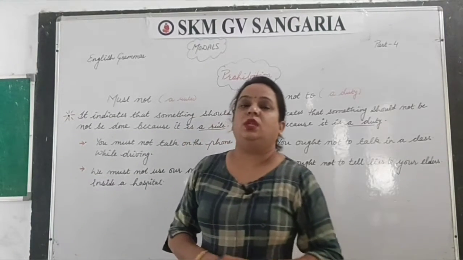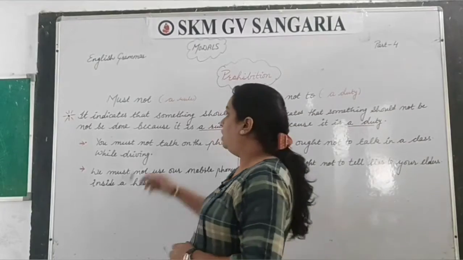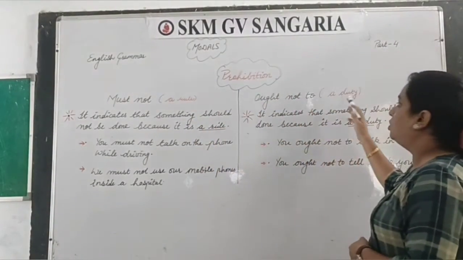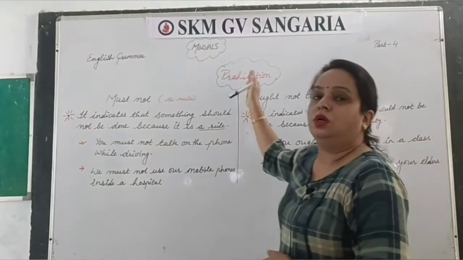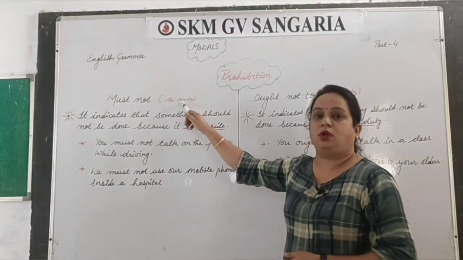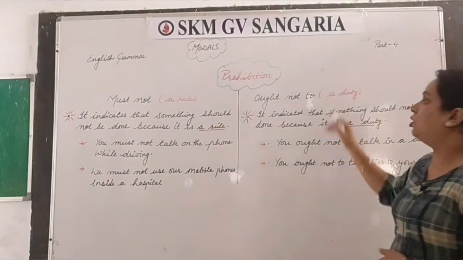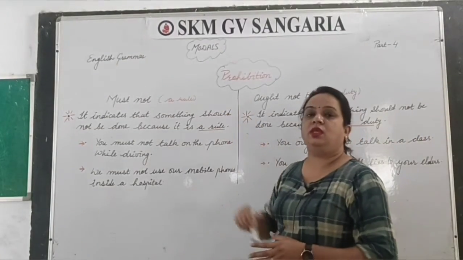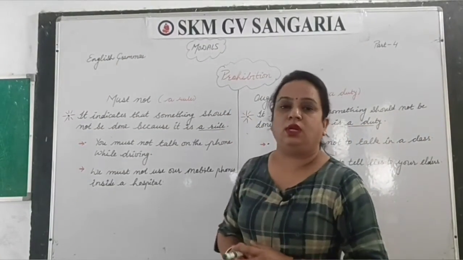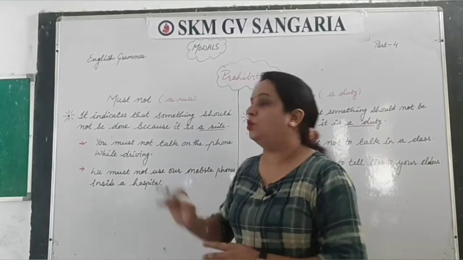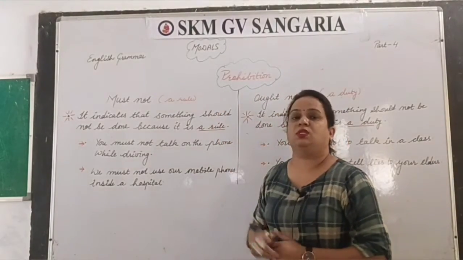So there you can use two modals. Number one is must not, and the second one is ought not to. So to express the provision we have to use two, must not, and second one is ought not to. This must not you have to use when there is a rule and you have to follow that rule, means you are not allowed to break that rule. So in that case you have to use must not.